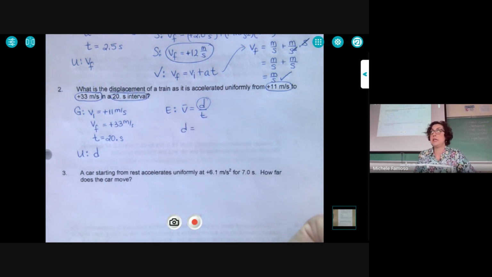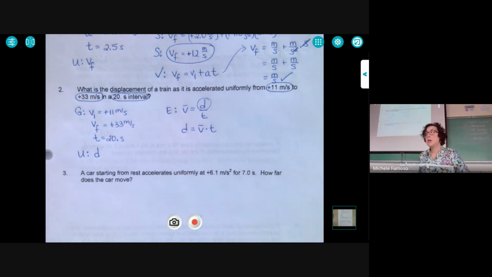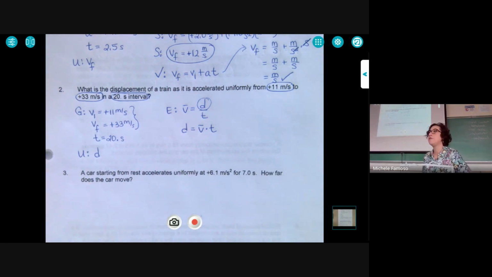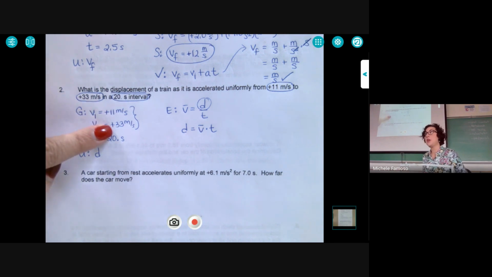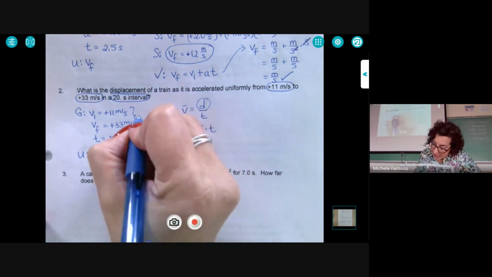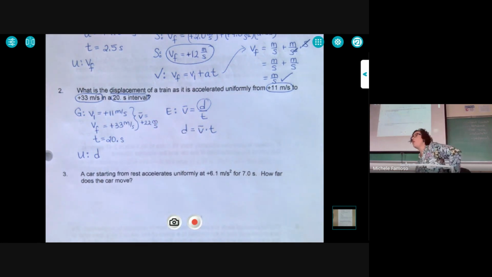What is it? d equals what? V, what kind of V? V bar. Make sure you put that bar over it. Has to be the average value. Now, we talked in quite detail about how to get an average of two values. How do you get an average of two values? Winnie? Yeah, so add those two numbers together, giving you 44, and then divide it in half. What do you get? Yeah, so your average value is positive 22 meters per second. So even though it wasn't explicitly given, you should know how to get it.